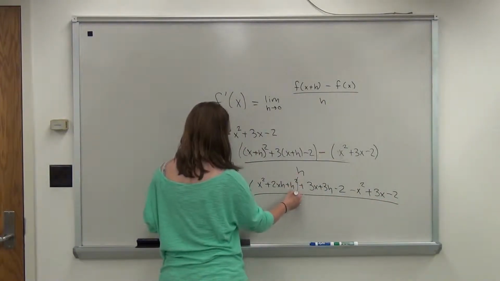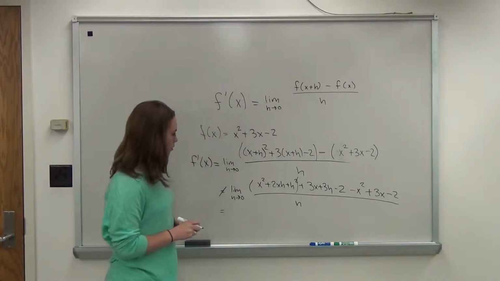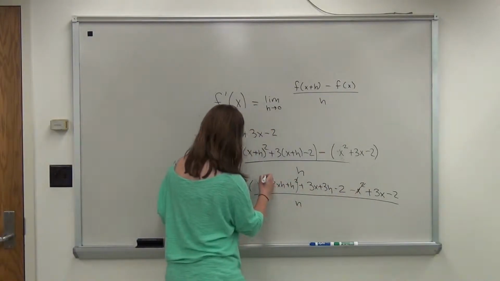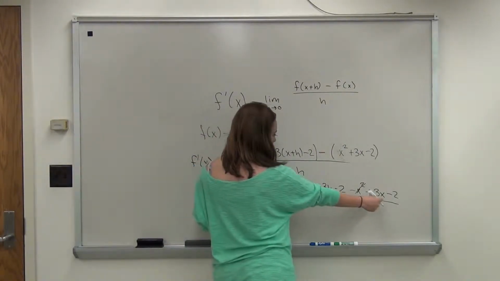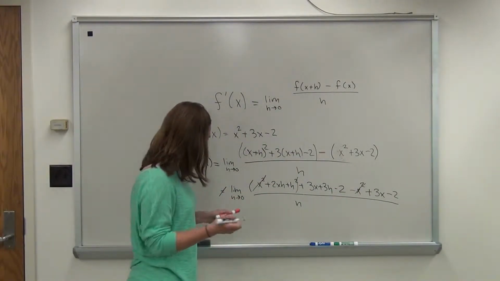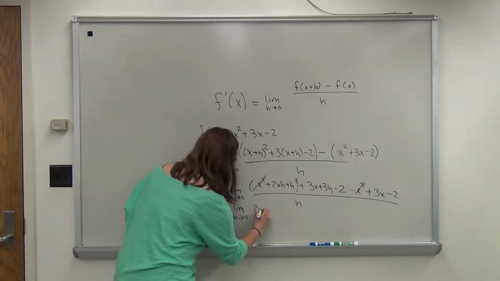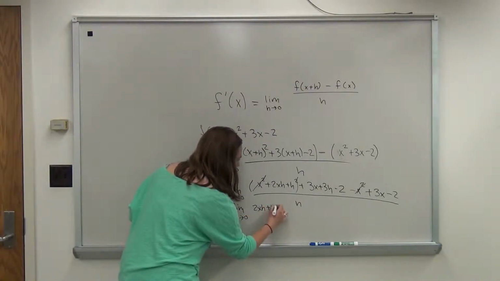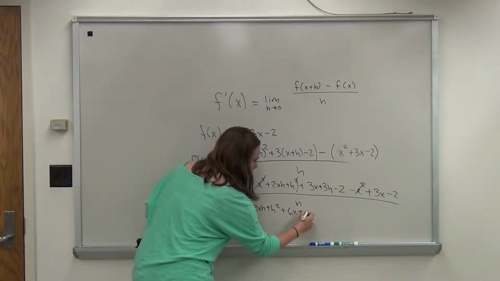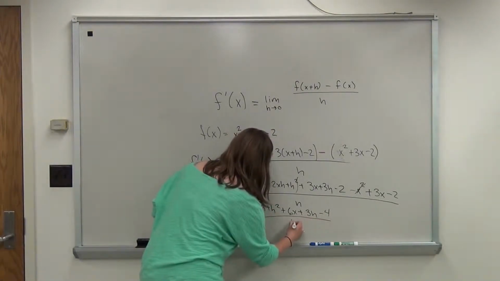So if we did that, we get a much more complicated expression. This x squared cancels with this x squared, but this plus 3x just adds on to this plus 3x. This minus 2, we subtract another 2, we end up with negative 4. So we end up with 2xh plus h squared plus 6x plus 3h minus 4 divided by h.